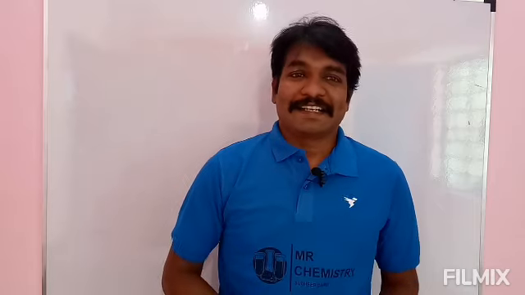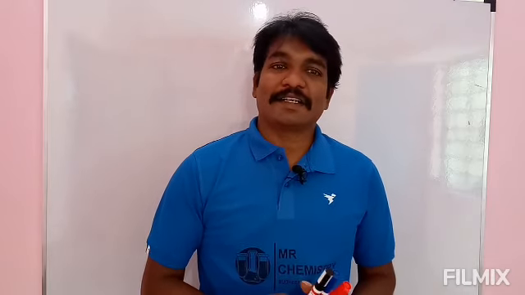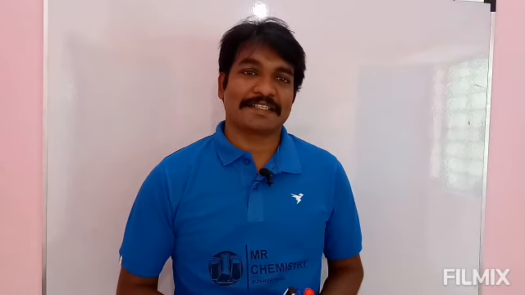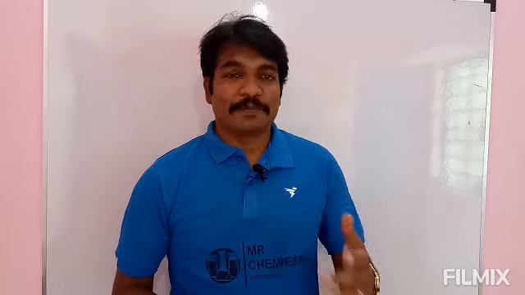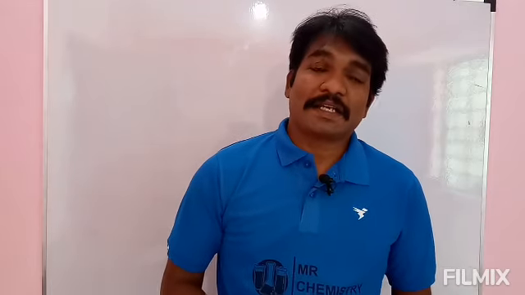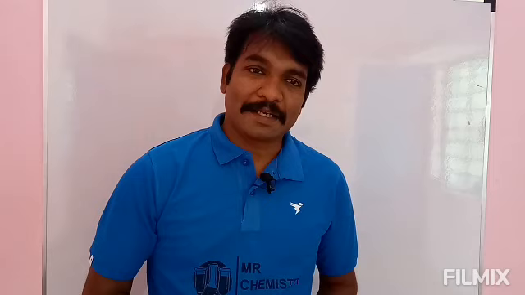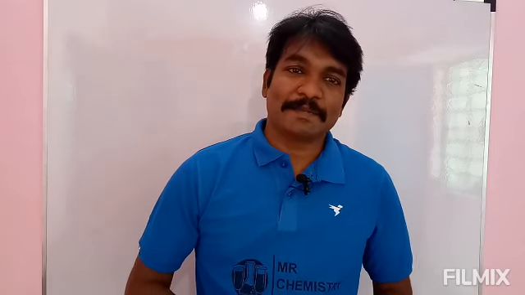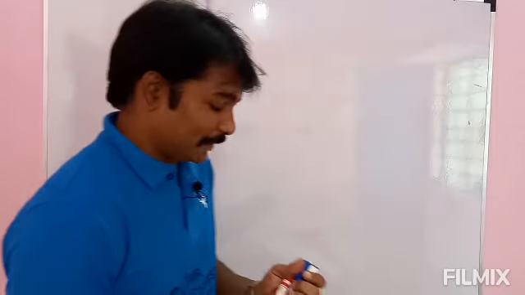And last class we discussed how to balance chemical equations from chemical reactions and equations. And in this class we are going to learn different types of chemical reactions. Chemical reactions are majorly classified into four types. They are chemical combination, chemical decomposition, chemical displacement, and chemical double displacement reactions. Let us see.